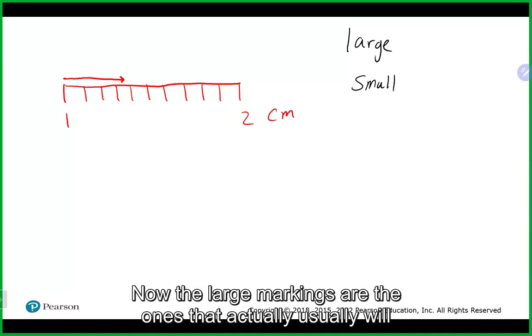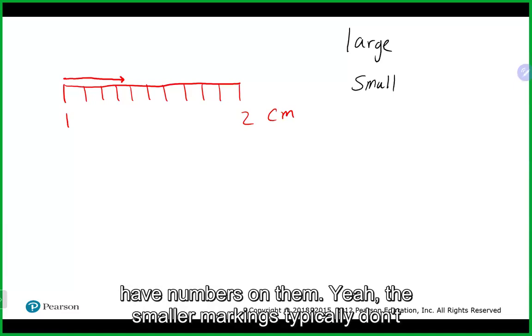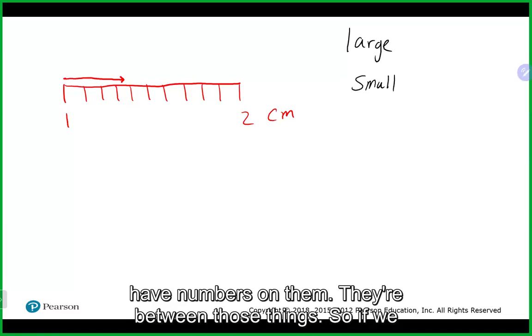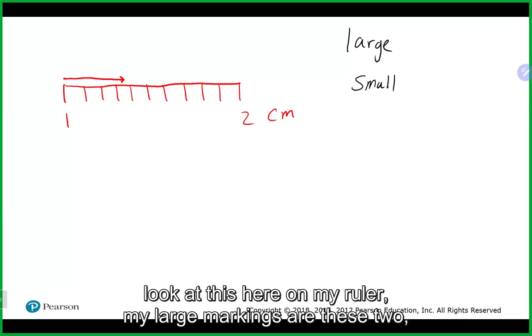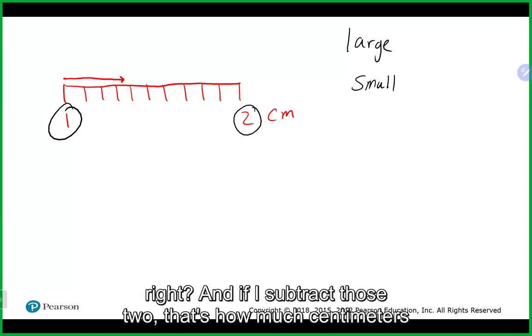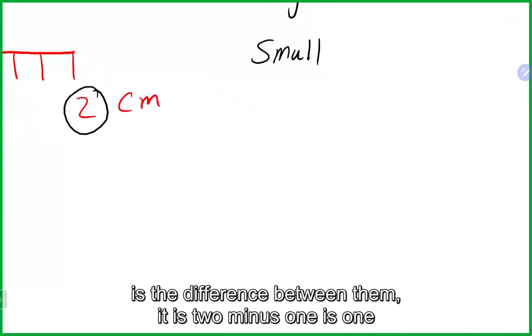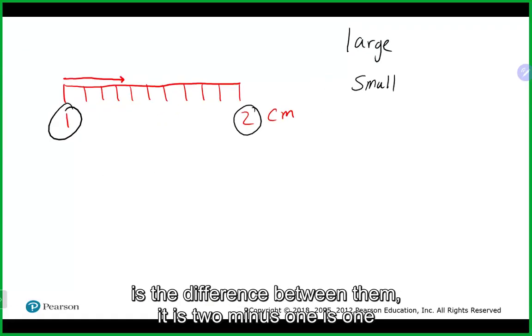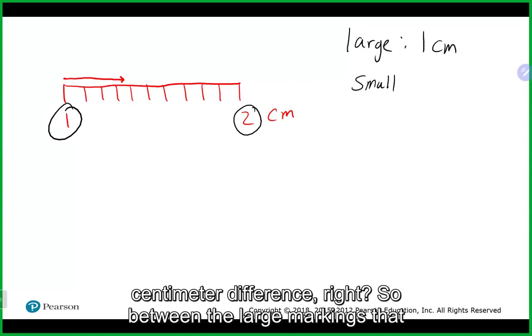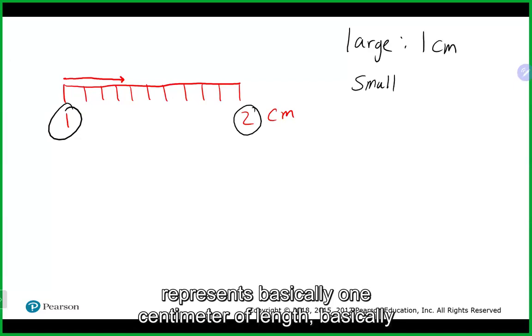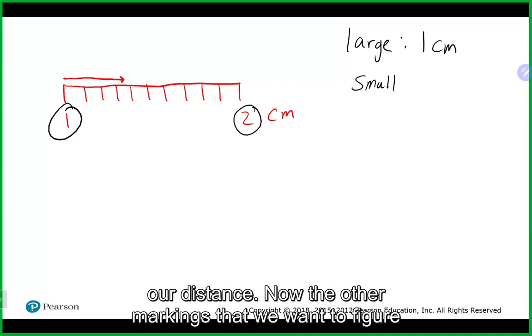Now, the large markings are the ones that actually usually will have numbers on them. The smaller markings typically don't have numbers on them. They're between those things. So if we look at this here on my ruler, my large markings are these two, right? And if I subtract those two, that's how many centimeters is the difference between them. It is 2 minus 1 is 1 centimeter difference, right? So between the large markings, that represents basically 1 centimeter of length, or distance.